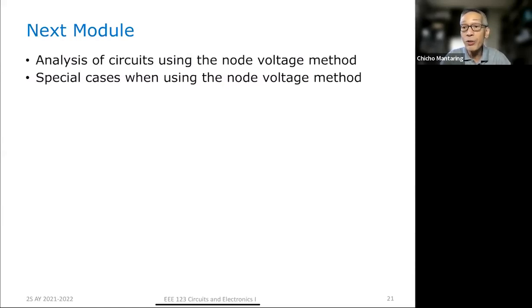So I'm going to introduce to you next week, this is module 3, the node voltage method, and then we're going to take up special cases of the node voltage method. We're going to go through this method slowly because this method is going to be the foundation of most of your circuit analysis in the future. In other words, hindi nyo maiiwanan tong node voltage method na to. Throughout your entire EE career, you're going to encounter the need to use the node voltage method time and time again. So we're going to take it slowly next meeting. Are there any questions with regard to what I presented today?